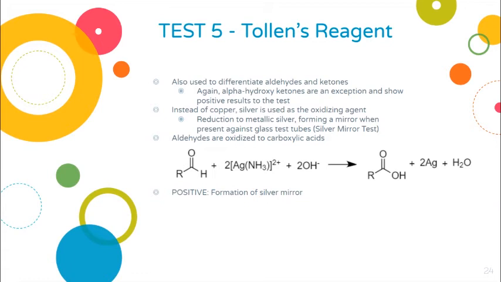When presented against glass, this metallic silver forms a mirror-like substance. This is the reason why this test is also known as the silver mirror test. As an oxidizing agent, Tollens reagent oxidizes aldehydes to carboxylic acid. As previously mentioned, metallic silver is produced, forming a silver mirror-like substance in the test tube.